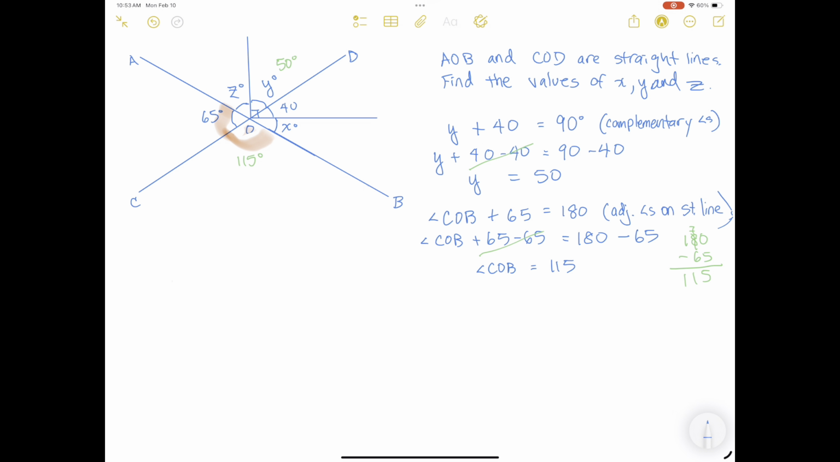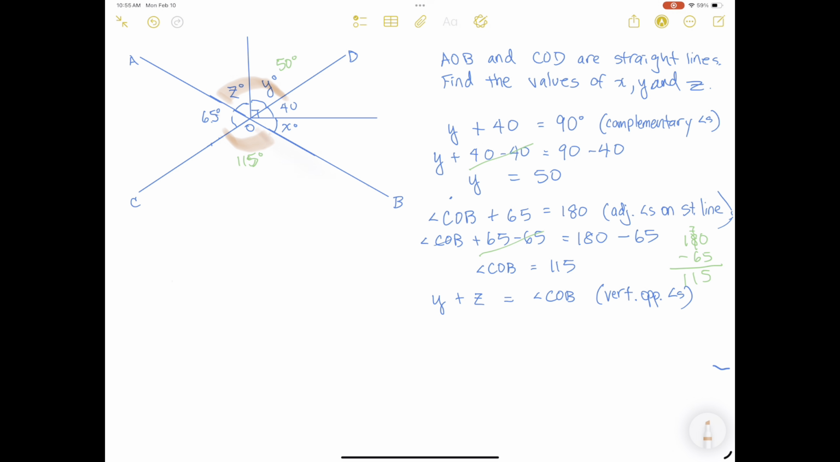Next, I notice that angle AOD, which is made up of Z plus Y, is vertically opposite angle to angle COB, which means that Y plus Z equals angle COB because vertically opposite angles are equal. And I highlight those angles on the figure to show you what I am looking at, the vertically equal angles.